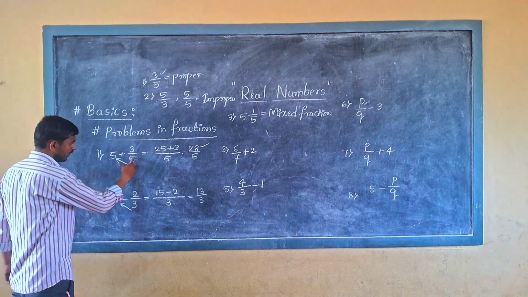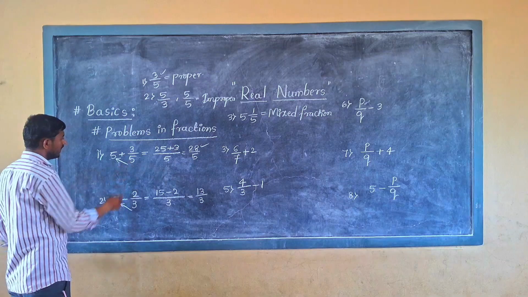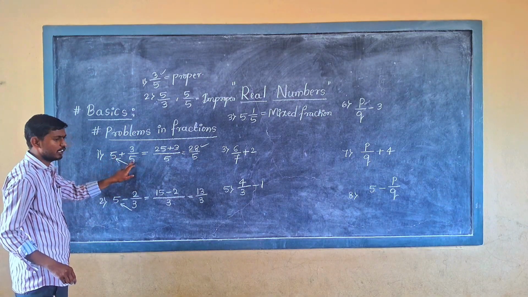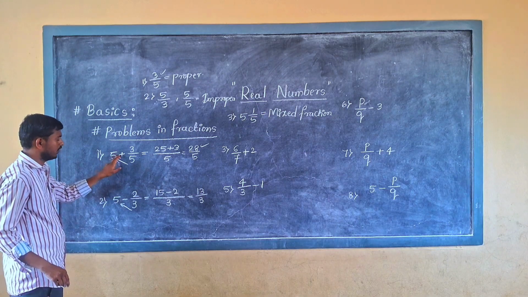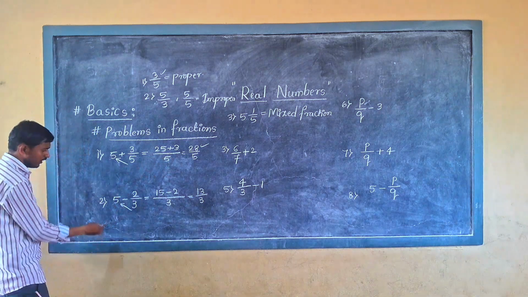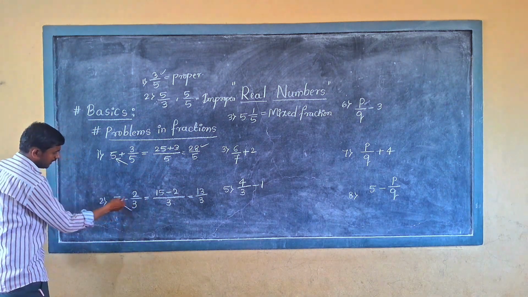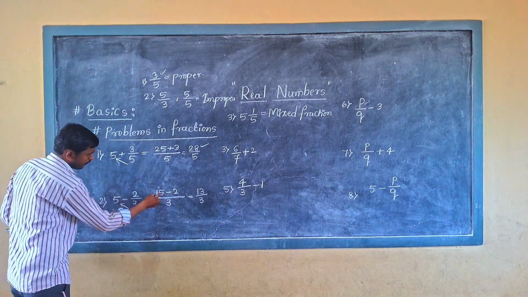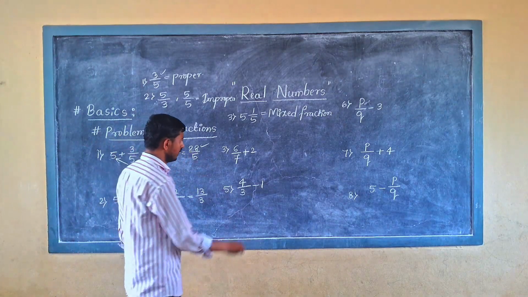First we put a denominator, and where there is a single number, that number is multiplied with the denominator. 5 5s are 25, 25 plus 3 is 28, so 28 upon 5. Here it is also the same. 3 5s are 15, 15 minus 2 is 13. Go to the next problem.